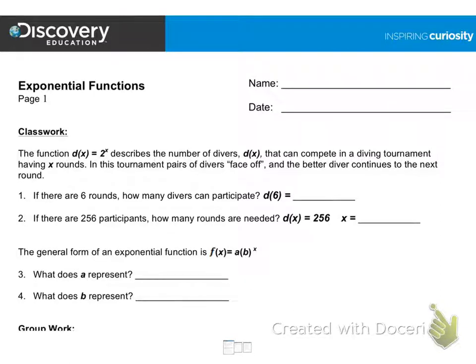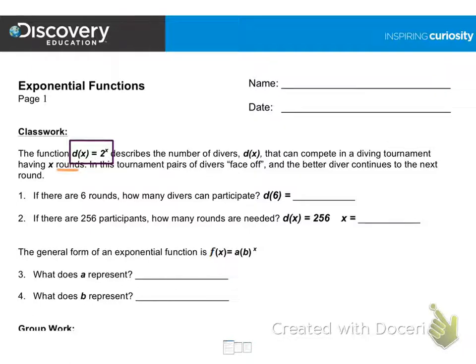So they start out with one of the simplest ways to explain exponential functions, which is d of x equals 2 to the x. So when we're looking at that particular function, we are thinking about something that doubles every time. Every hour, maybe. In this particular case, it's every round. It says that right there.